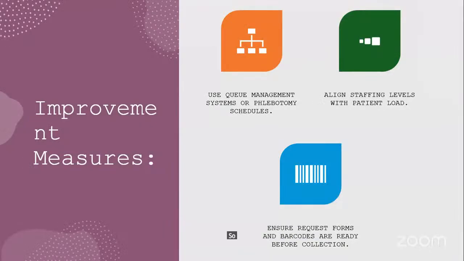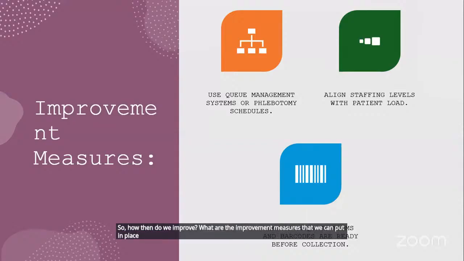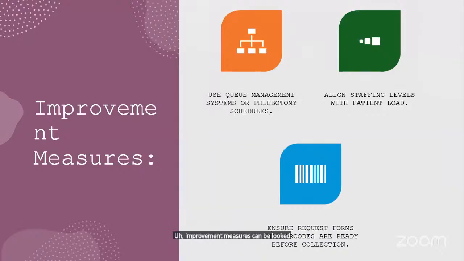So how then do we improve? What are the improvement measures that we can put in place to make sure that the time between patient registration and sample collection is timely? Improvement measures can be looked at in this way. One, use queue management systems of phlebotomy schedules to manage our work. We can also align staffing levels with patient load.